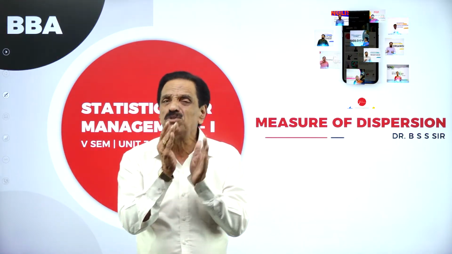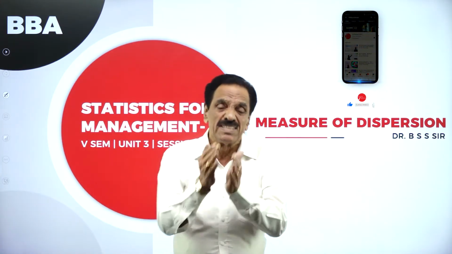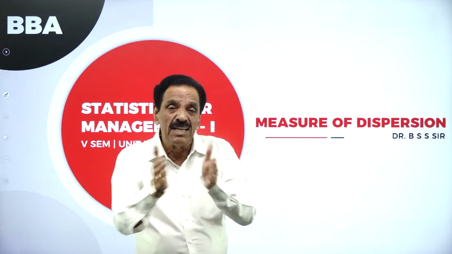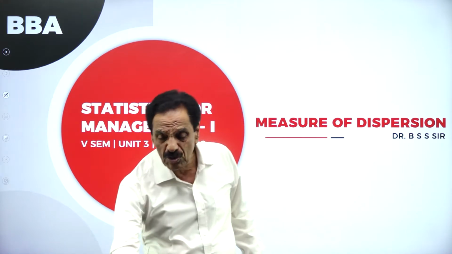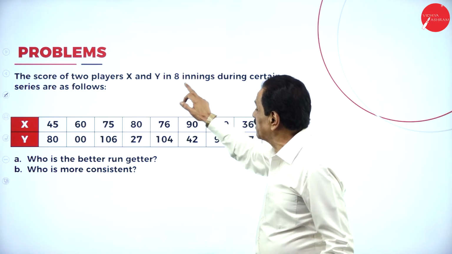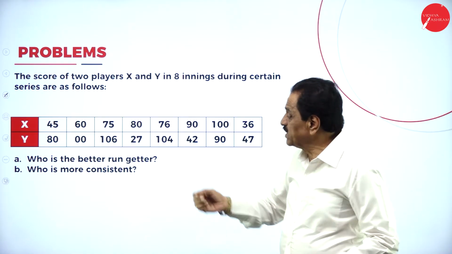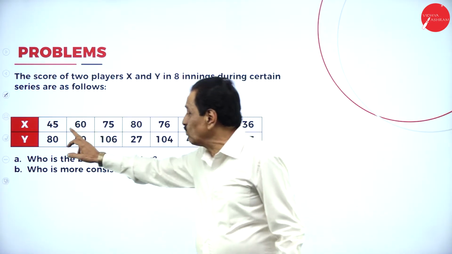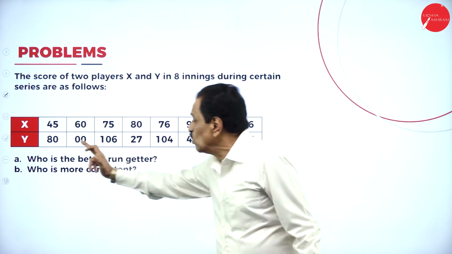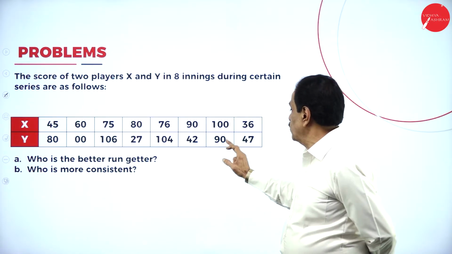Dispersion means variation of a number. In this session, I am going to discuss two batsmen and how their variation will be, that is called coefficient of variation. If you see the board, the scores of two players X and Y in 8 innings during a certain series are as follows. X scored 45, 60, 75, 80, 76, 90, 100, 36. Y scored 80, 0, 106, 27, 104, 42, 90, 47.